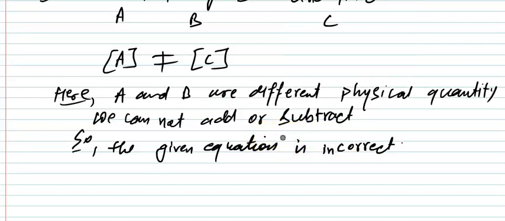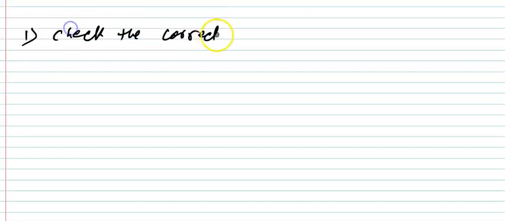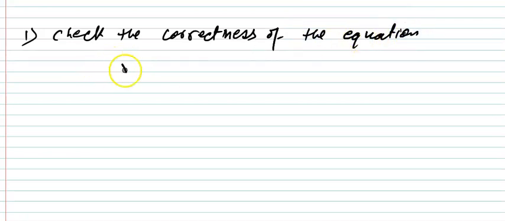Okay, now we are going to do some examples on correctness. Let us take example number 1. First, check the correctness of the equation v is equal to u plus at. So you have to check whether this equation is correct or not.